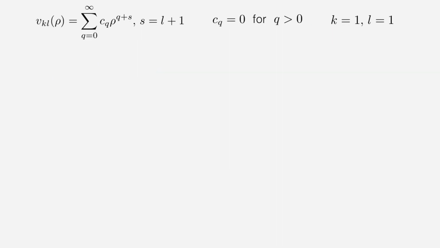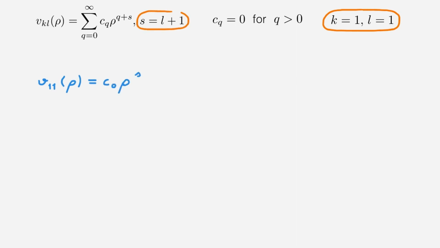The next step is to build V. Remembering that we are working with this combination of k and l, we have V11. We've just established that we have a single term in the pair series, the one corresponding to q equals 0, so we get this single term. As s is equal to l plus 1, we get this. And as l is equal to 1, we can rewrite V like this. Overall, V11 is equal to C0 times rho squared.